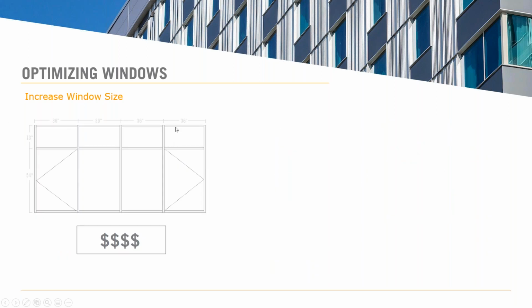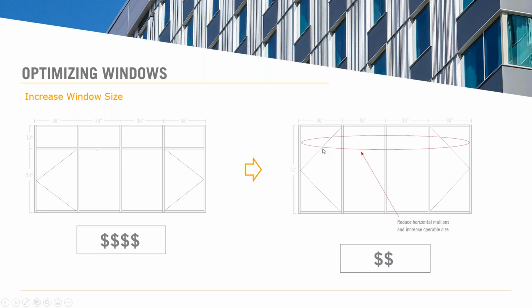And then again, increasing your window size here, getting rid of that horizontal. When you have a material that's capable of spanning these large sizes, make that opener bigger, get more fresh air, which is a big part of why you have openers, and get rid of the horizontal mullions and vertical mullions.